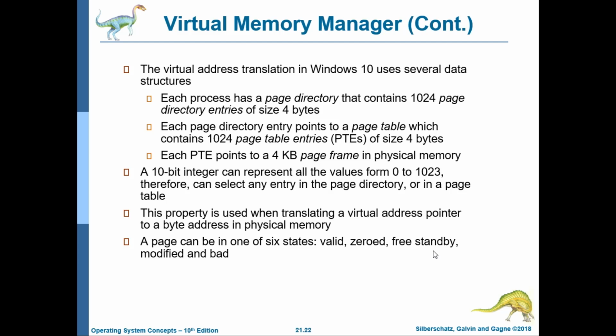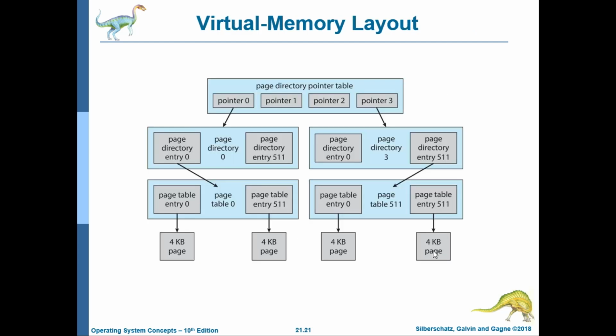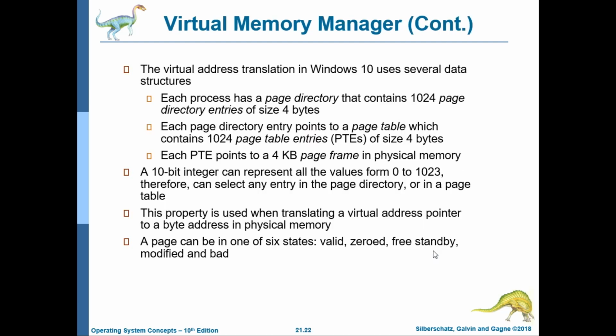So the virtual address translation in Windows 10 uses several data structures. Each process has a page directory that contains 1024 page directory entries of size 4 bytes. And then each page directory entry points to a page table which contains 1024 page table entries, PTEs, of size 4 bytes. And each PTE points to a 4 kilobyte page frame in physical memory as illustrated in the previous slide. And then a 10-bit integer can represent all the values from 0 to 1023, and therefore can select any entry in the page directory or in a page table. So this property is used when translating a virtual address pointer to a byte address in physical memory. So a page can be in one of six states. It can be valid, zeroed, free, standby, modified, and bad.